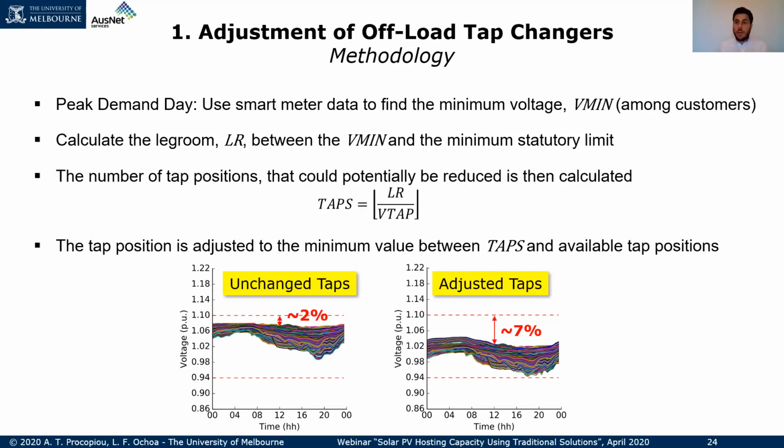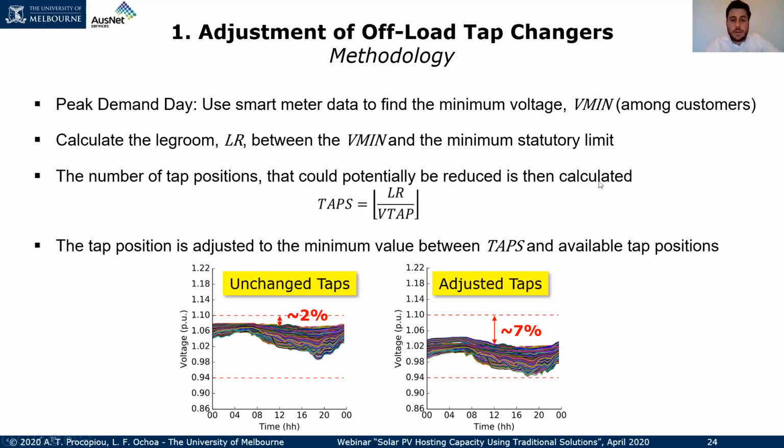To do that, we are using a peak demand day. We can imagine we have, let's say, smart meter data from a peak demand day. We're using this information to identify the minimum voltage among all the customers that are supplied by a corresponding substation transformer. Then from that minimum voltage, we will be able to understand the maximum legroom that we can reduce the tap settings. We take the legroom and divide it by the amount of voltage change that each of the taps of the transformer will have. That will give us an understanding of how many taps we can go down, and therefore increase the headroom for voltage rise.